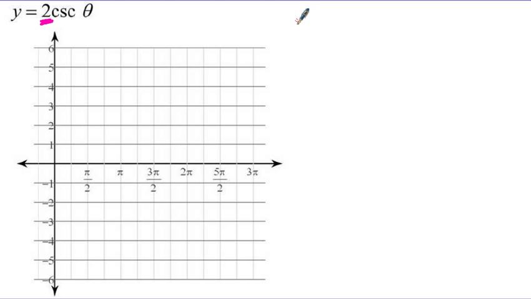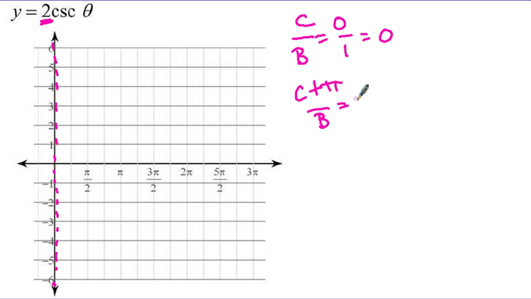So if you want to start from the beginning, typically on a problem I would start by finding my asymptotes. So you're going to do c divided by b. So here it's 0 over 1. So I have one at 0. So plot that asymptote first. Then we have c plus pi over b, which is pi over 1, which is, sorry, not 0, pi. So I have another one at pi. So that means I'm going to have another one at every interval of pi. So I also know I have one at 2 pi.